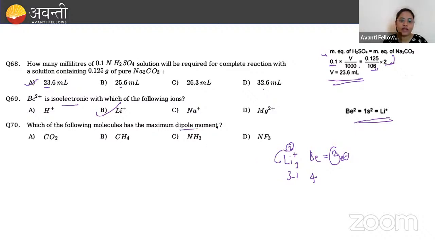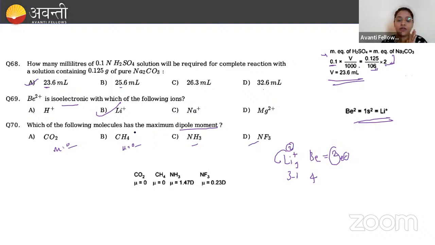Next, which of the following will have maximum dipole moment? CO2, CH4, NH3, NF3. You know, CO2 being a linear molecule will have dipole moment 0. CH4 is tetrahedral. It will also have dipole moment 0, because all the dipole moments are present in different directions, so they cancel out each other.